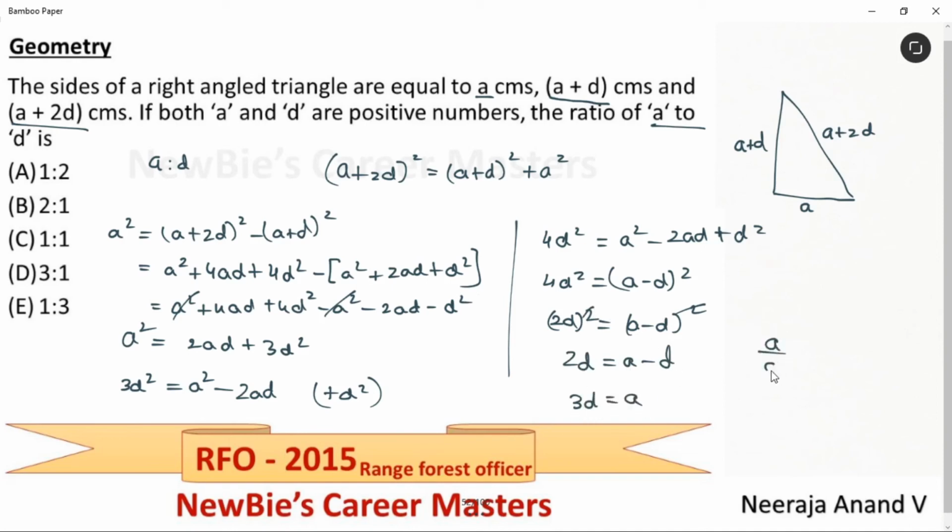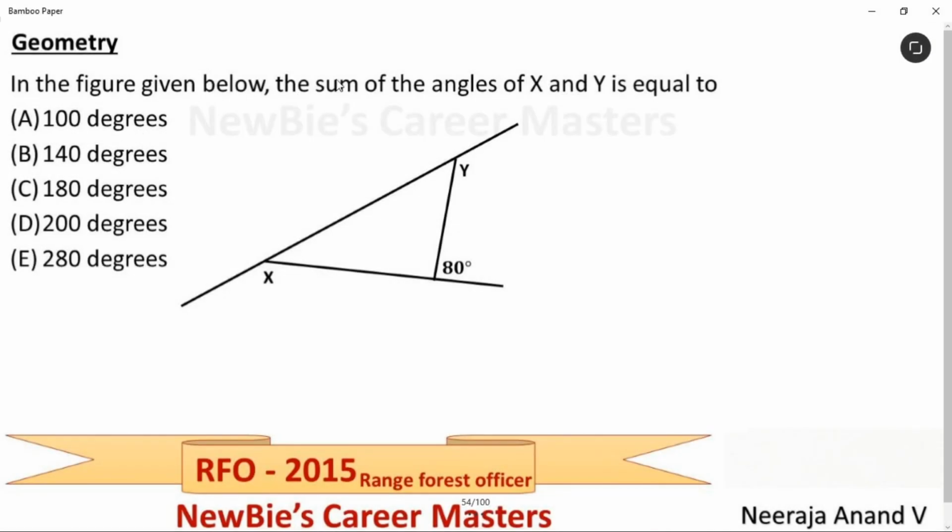What is A by D? A by D is 3 by 1. We can rewrite this as A is to D is equal to 3 is to 1. Simple. Answer is option D. That's it. Next question is, in the figure given below, the sum of the angles X and Y is equal to. You have to find these two angles and you have to take the sum.